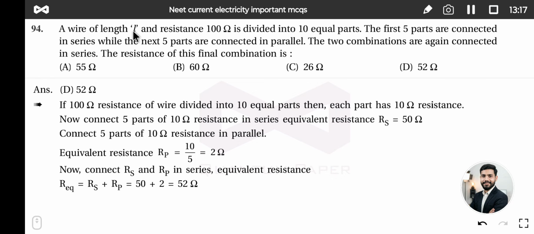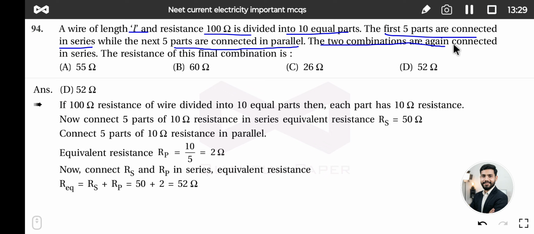A wire of length L of resistance 100 ohm is divided into 10 equal parts. The first 5 parts are connected in series, while the next 5 parts are connected in parallel. The combinations are then connected in series. The resistance of the final combination is?